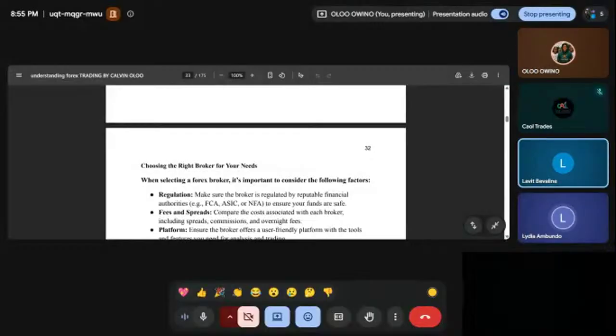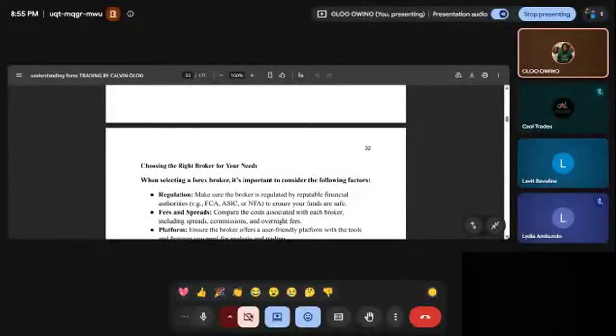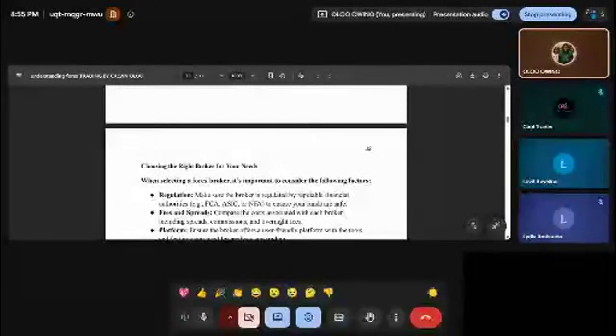Yes. Now, when selecting a forex broker, it is important to consider the following factors. Number one, regulation by a reputable financial authority. We have FCA, ASIC, NFA. In Kenya we have CMA, the Capital Markets Authority.